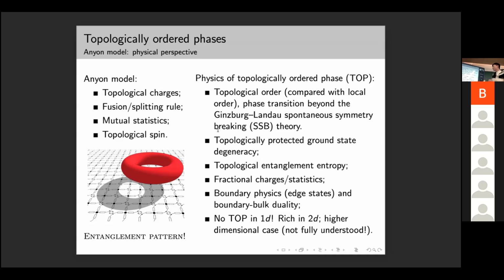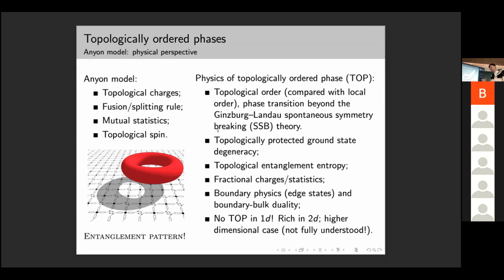And some other physical property of the topologically ordered phases is that there is some topologically protected quantum state degeneracy. It means that for a given system with different topology, the ground state is different, and this ground state degeneracy depends on the topology of the spatial manifold. And there are also some other tools that we can use to detect the topological order. For example, we can use the topological entanglement entropy.